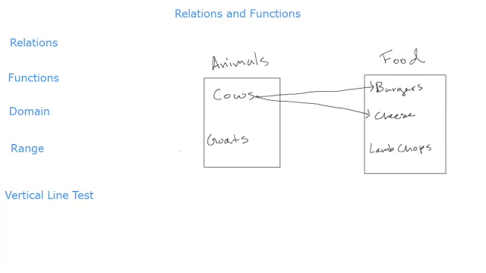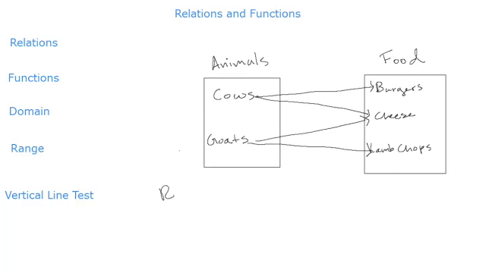All right, you see how I'm drawing this line? These lines, this is what we call a mapping. Okay, we're saying that cows map to burgers and cows also map to cheese. Does that make sense? And goats map to cheese as well, right? Because you can make goat cheese like feta cheese. And goats also map to lamb chops. Everybody got this down? This is an example of a relation, okay?